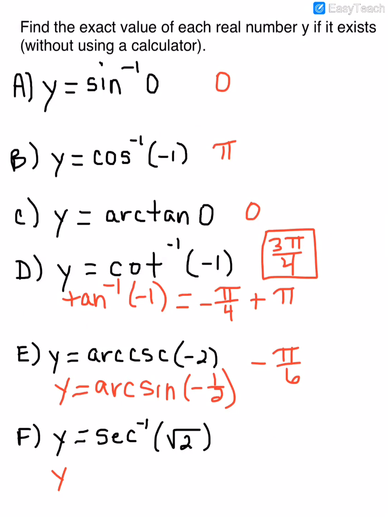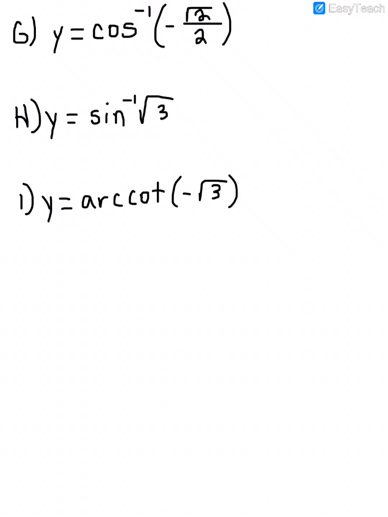All right, and then secant is the reciprocal of cosine. So this would be the same as cosine inverse of 1 over the square root of 2, which when I rationalize that would be the square root of 2 over 2. And we know that the cosine inverse of square root of 2 over 2 is pi/4. All right, the cosine inverse of negative square root of 2 over 2, we know that that's going to be in the second quadrant. So that would be 3pi/4.